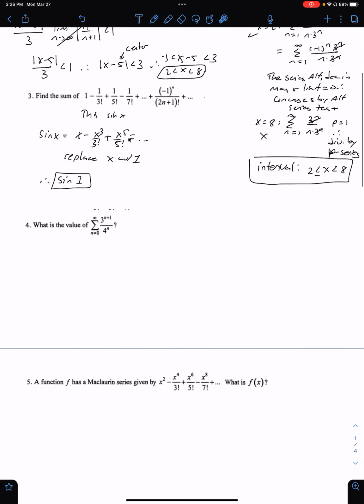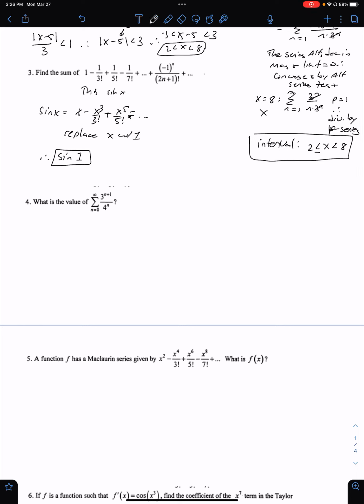All right, the next one's a really fun question for us. It says, what's the value of this series? Now, normally we don't know what the value of a series is, but if I do a little bit of math here on the top, n equals 0 to infinity, we get 3 to the n times 3 over 4 to the n. And I can do that, just my algebra work right there.